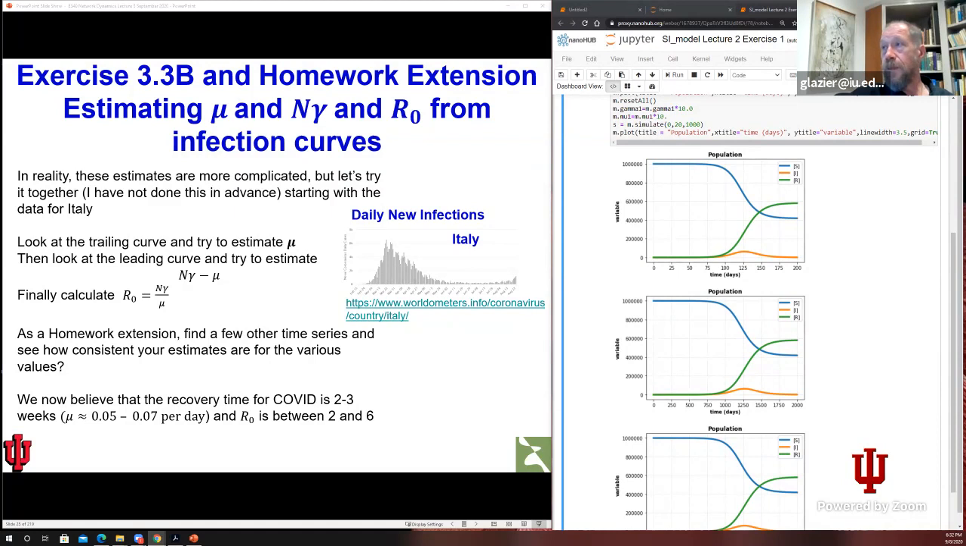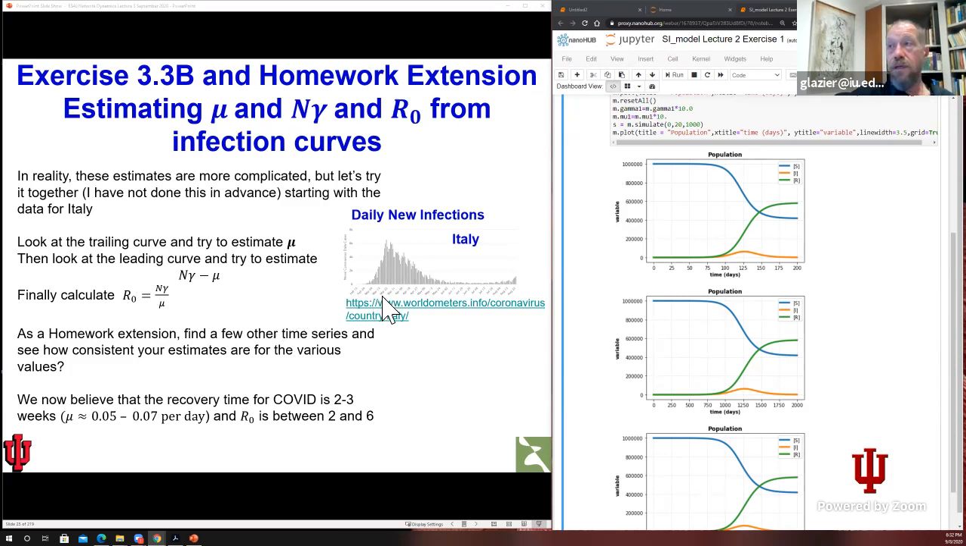What we'll do is plot these data sets on a semi-log plot. We will measure the slope on the uphill side and the downhill side and use those slopes to see whether we can get an approximation for mu and R naught.